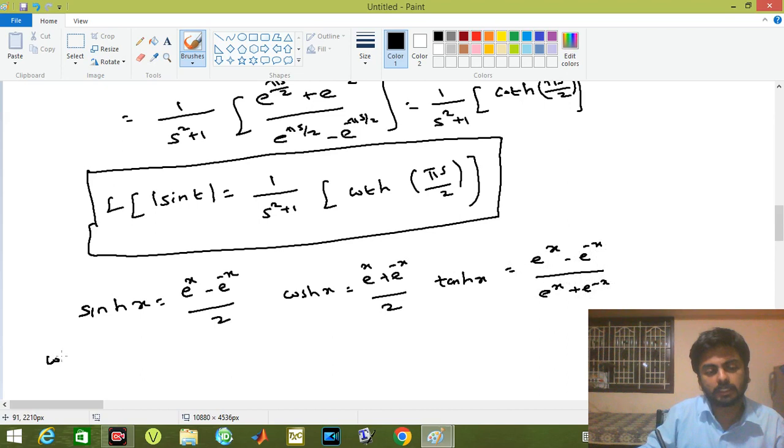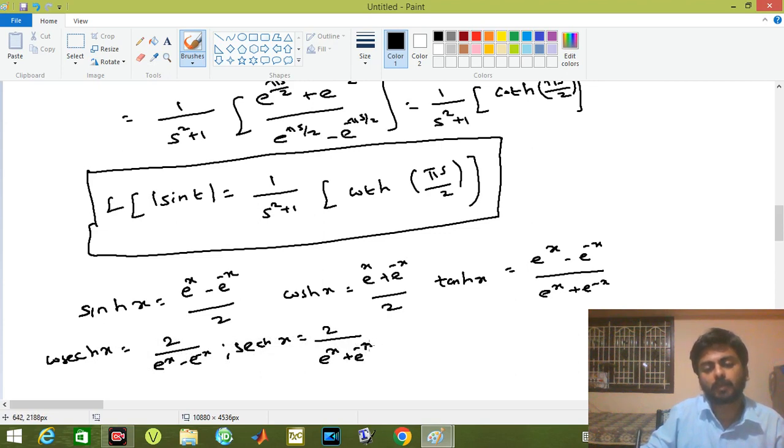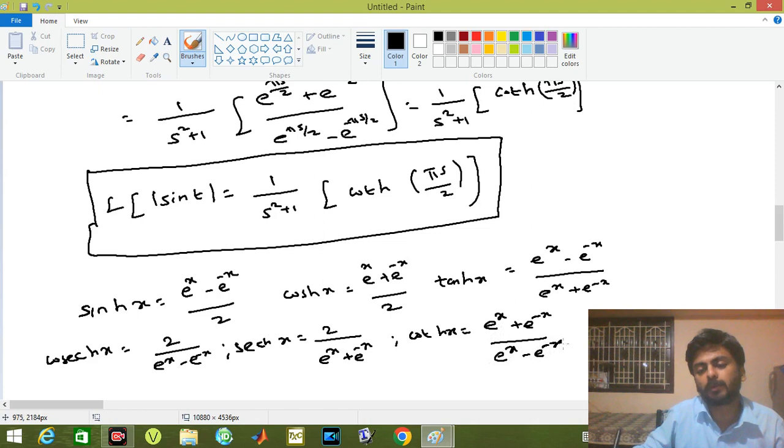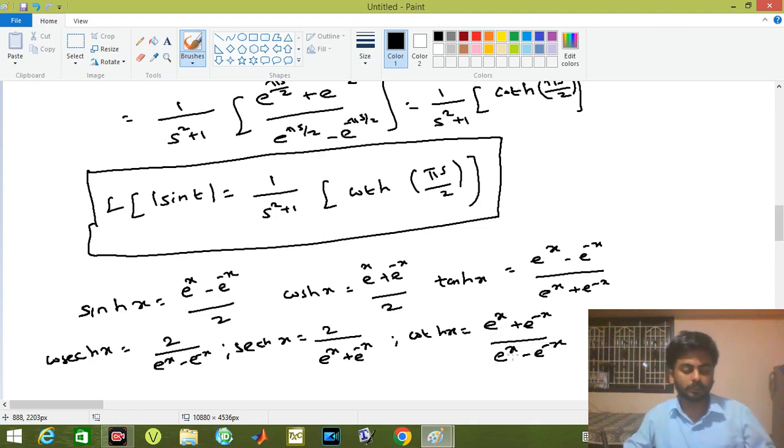So cosech x is the inverse of sinh x, so 2 divided by e power x minus e power minus x. Sech x equals 2 divided by e power x plus e power minus x. Coth x equals e power x plus e power minus x, the reciprocal of tanh x, divided by e power x minus e power minus x. So these are the expressions.